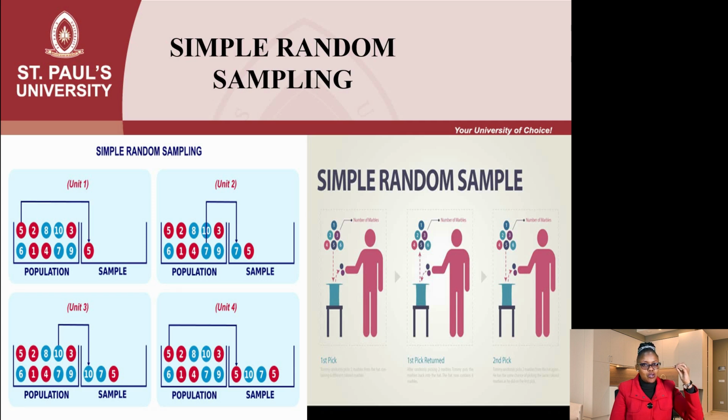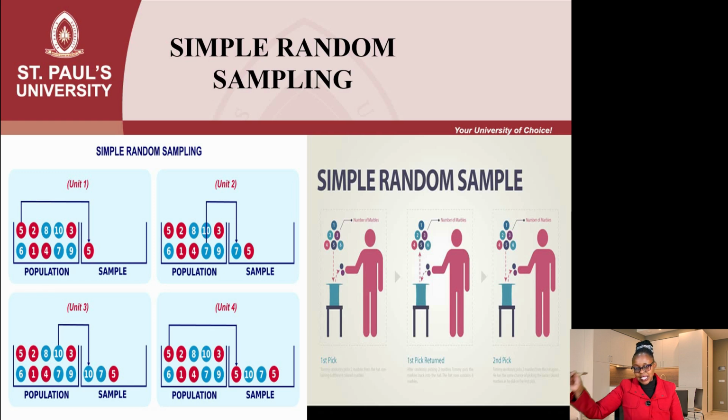So maybe you've picked number 5, and then you realize number 5 is the first person to be included in my study. So you put number 5 aside. You go back and throw your hand into the basket, and you come up with number 7.